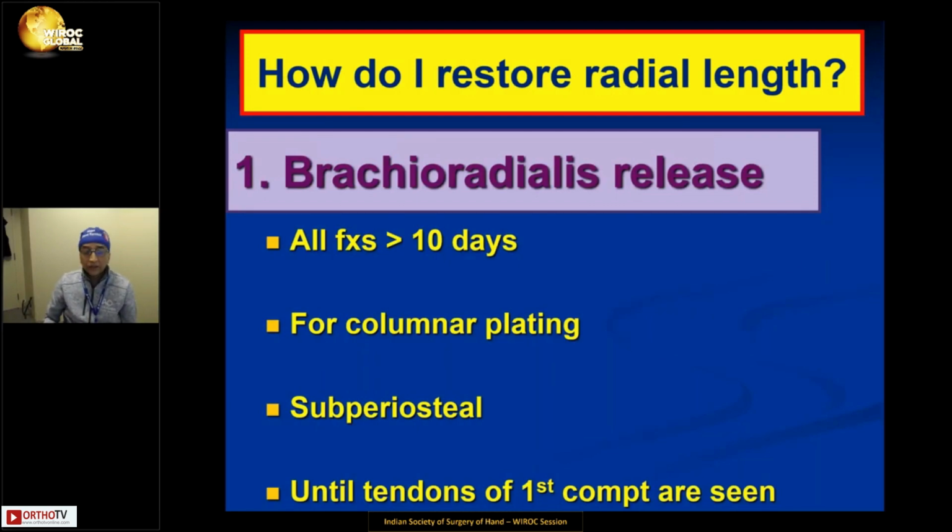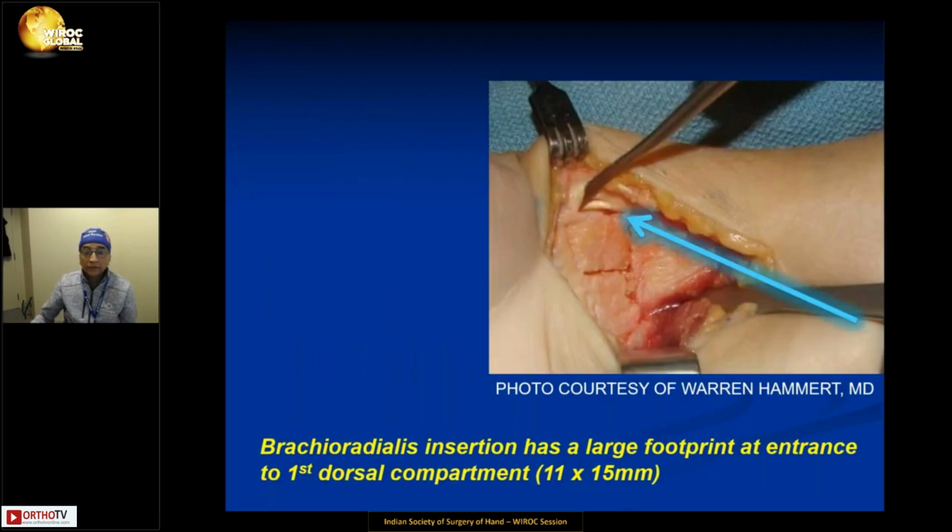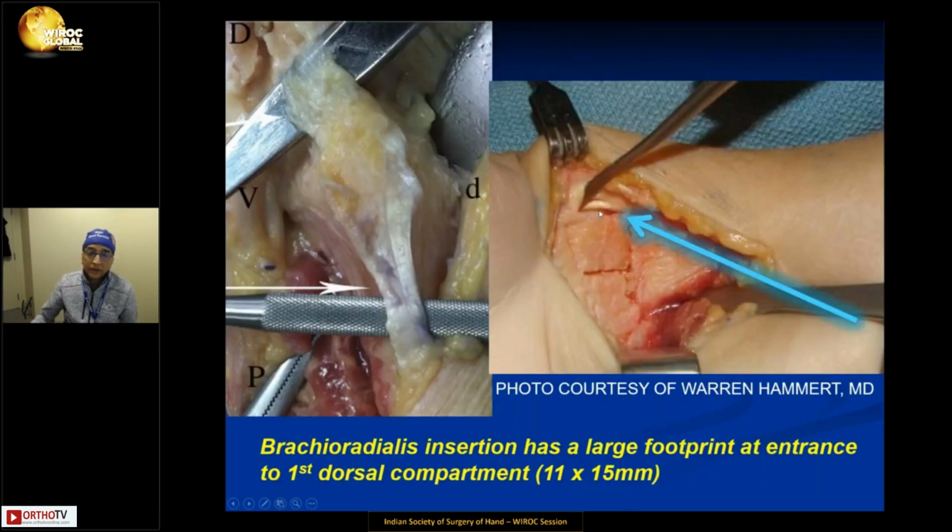I usually release it subperiosteally, like shown here, until I see the tendons of the first dorsal compartment. The brachioradialis has a very broad attachment, about 11 by 15 millimeters. Only after you release it fully do you get length. I put in a blade here and elevate it subperiosteally. I don't use a pair of scissors because I don't know what the tip of my scissors is cutting dorsally. So I do it subperiosteally, staying on the bone, which is very friendly.